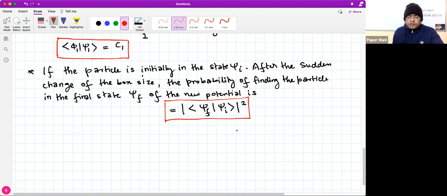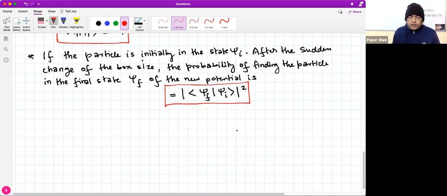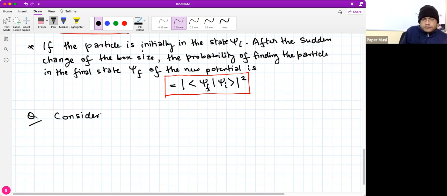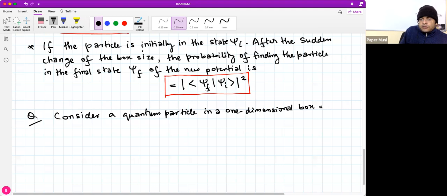Okay, so this problem says, now this is a question from just 2019. The question says, consider a quantum particle in a one dimensional box of length L.